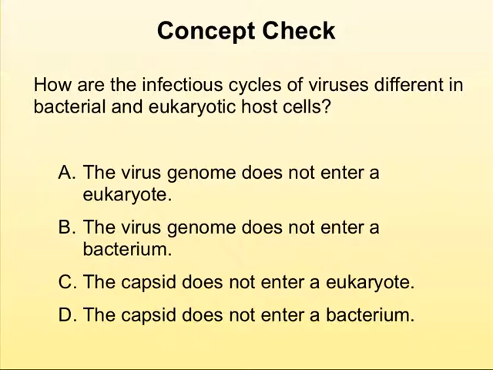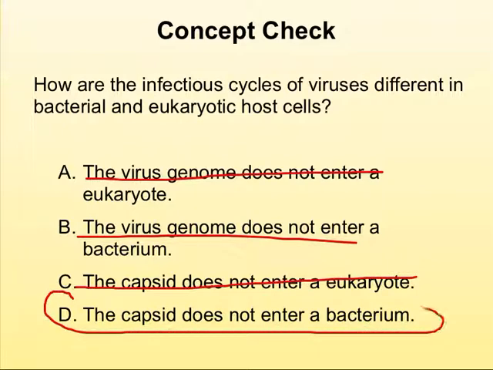Well, in order to have any effect, the genome has to enter the cells, so we can cross both of those out. But we did note that in eukaryotes, the capsid can be drawn in by endocytosis, so that one can get crossed off. We did learn now that the capsid does not enter the bacterium, so that would be the correct answer.